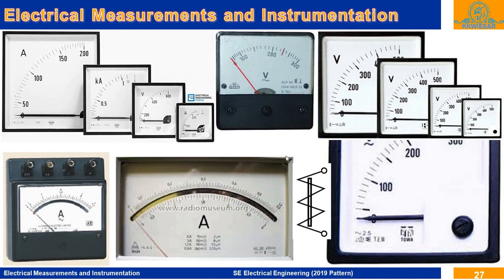As you see, this is the symbol mentioned on the moving iron instrument. By seeing the scale, if there is a symbol like this, you can identify the moving iron instrument by using this symbol. So you can easily identify the construction.